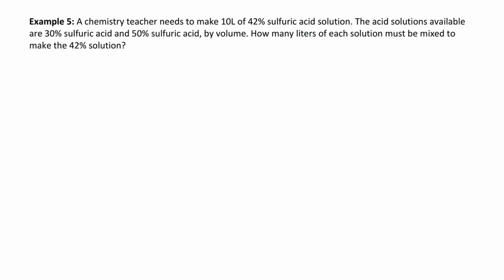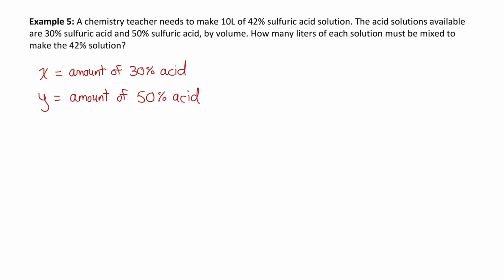Well, our unknowns are how many liters of each of these different solutions. So we'll say let x be the amount of 30% sulfuric acid, and y can be the amount of the 50% acid mixture. For these mixture questions, we're always going to make two different equations. One of them for the total volume of the solution, and one for just the amount of pure acid that's in the mixture. So this question is actually really similar to that investment question.